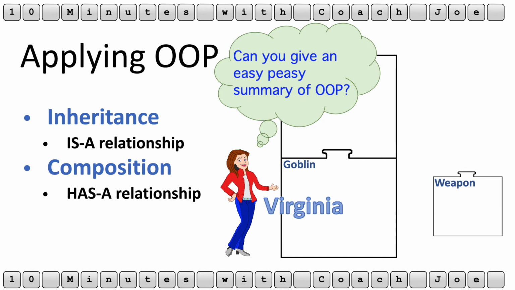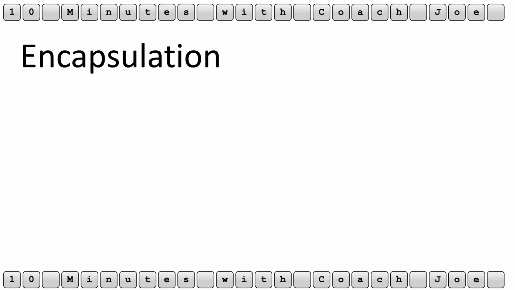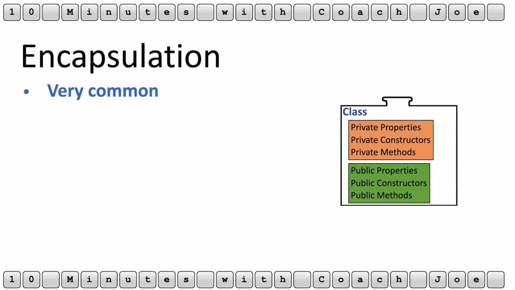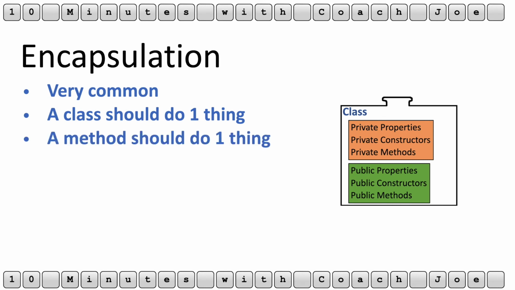Each situation is different, but here's a general summary that will help point you in the right direction. Encapsulation is something you will be doing all the time. If you are writing a class, you're doing encapsulation. Be sure to follow the rules of encapsulation. There are many rules, here are a few important ones. A class should do one thing. A method should do one thing.